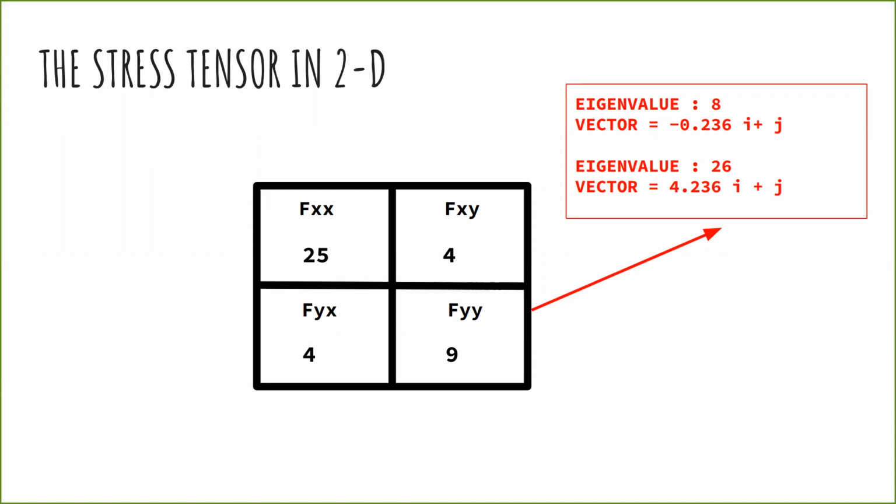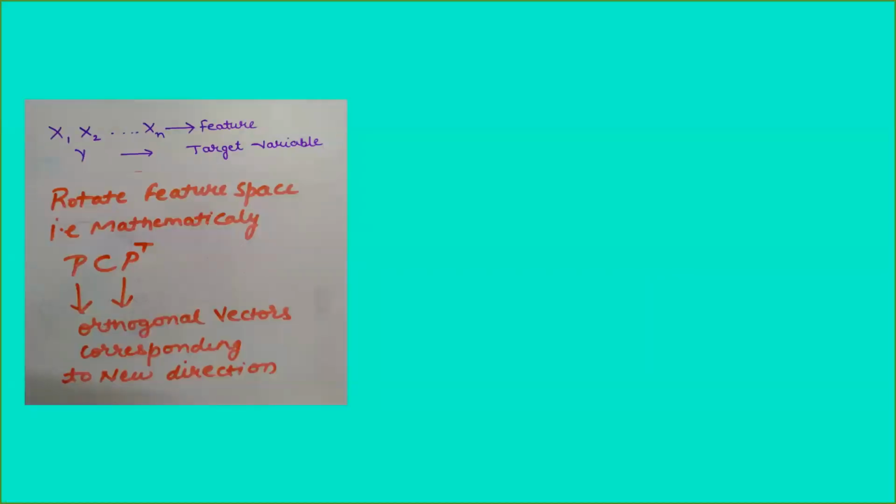We can use similar mathematics, a similar analogy, in principal component analysis. So let's first understand the mathematics. Suppose you have a matrix C in x and y direction, right? So basically, if I want to rotate the matrix C along some x', y', what I can do is multiply P C P transpose, where P is the new orthogonal vectors. So P is the new directions which are orthogonal, right?